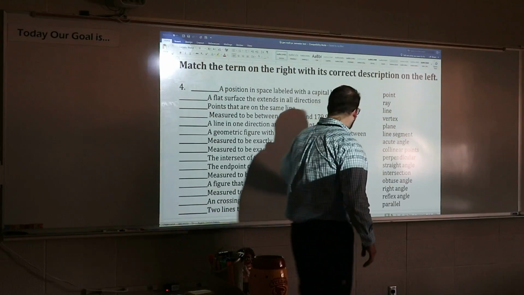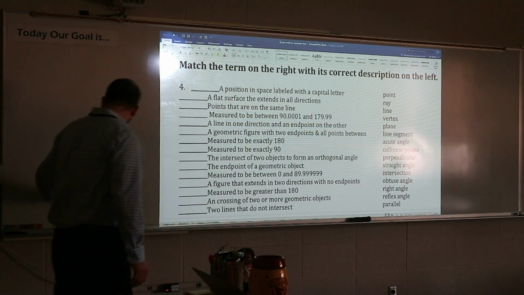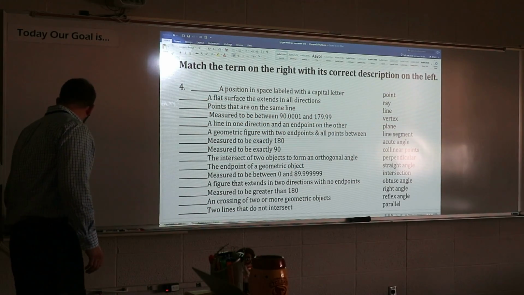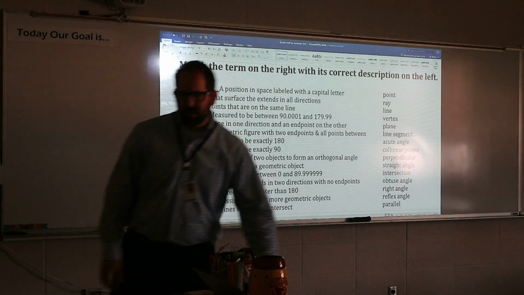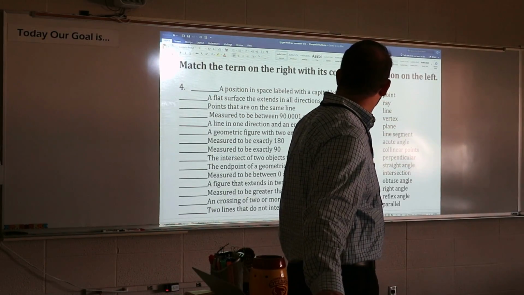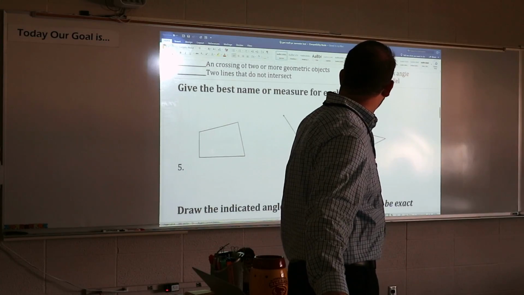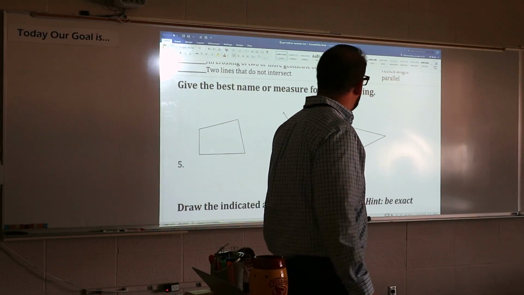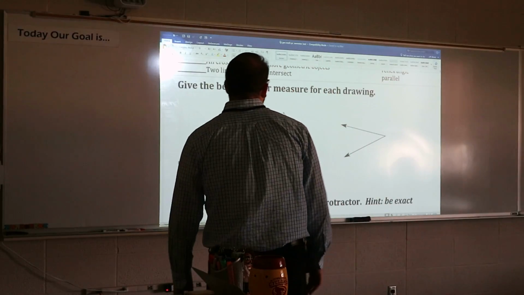Alright, so that's number 4. Last problem of the day, number 5. Okay, number 5, here we go. That's the last problem that we have today. Okay, this is it. You have to give me the names of these objects or measure them.